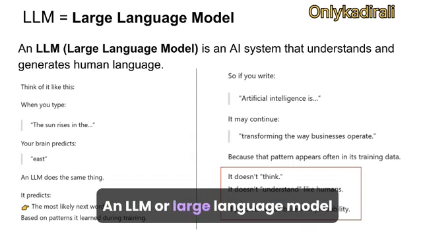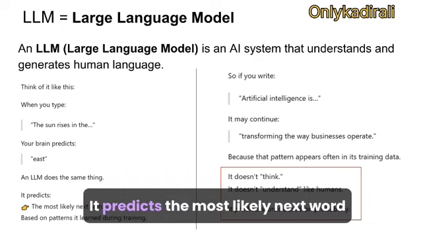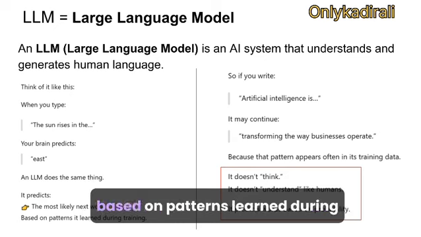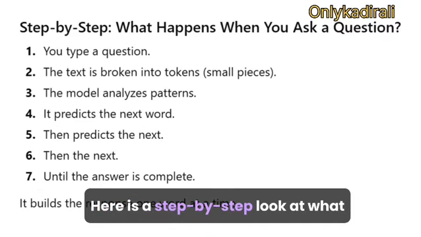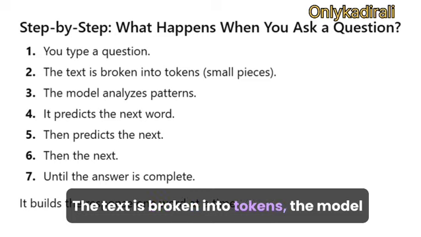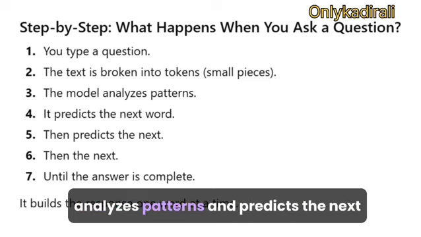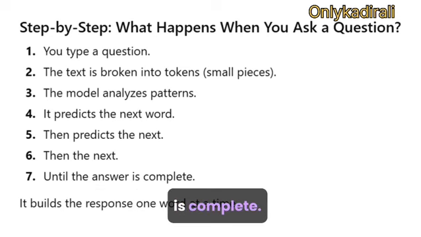An LLM, or large language model, understands and generates human language. It predicts the most likely next word based on patterns learned during training. LLMs do not think or understand like humans. Here is a step-by-step look at what happens when you ask a question. The text is broken into tokens, the model analyzes patterns, and predicts the next word, one word at a time, until the answer is complete.